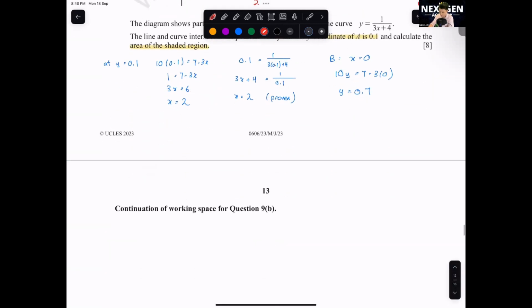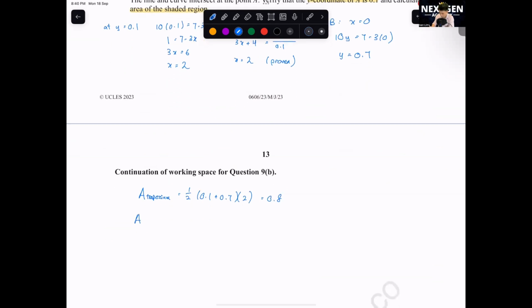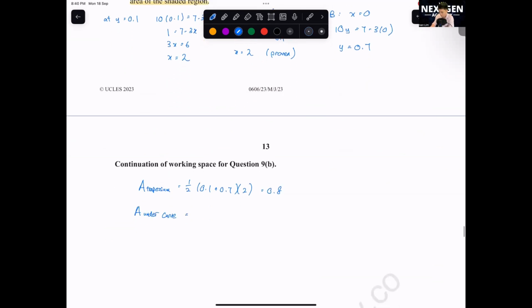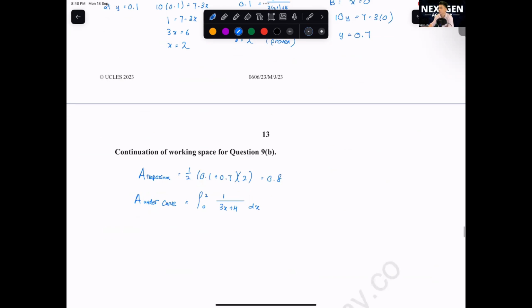Okay, so the area of the trapezium here, we use 1 over 2 (a plus b) multiplied by height. You get 0.8 here. Okay, the area under the curve will be integrate from 0 to 2, 1 over 3x plus 4 dx.